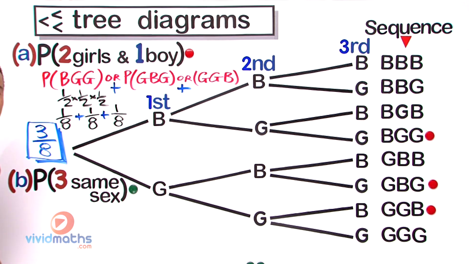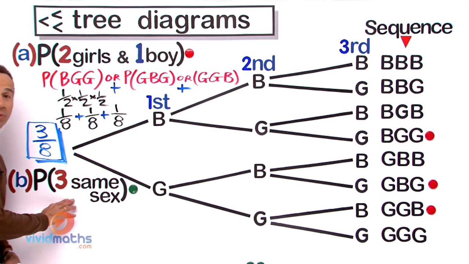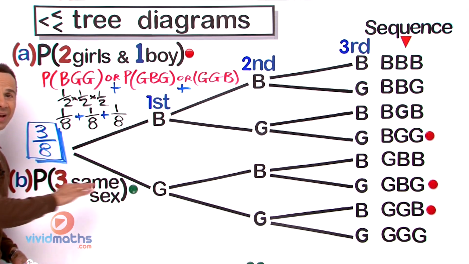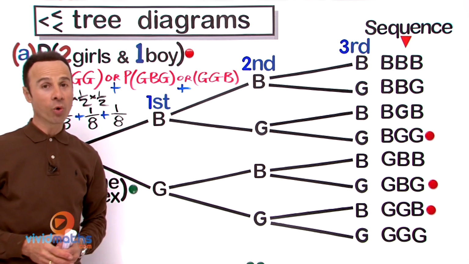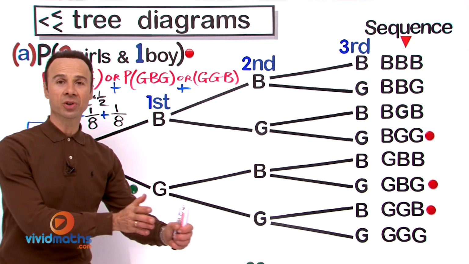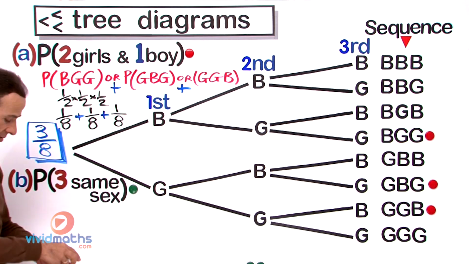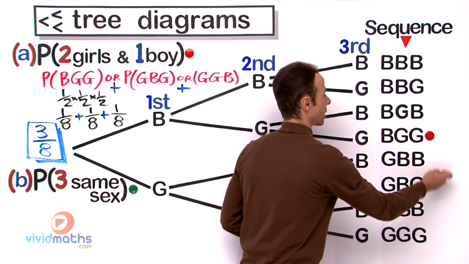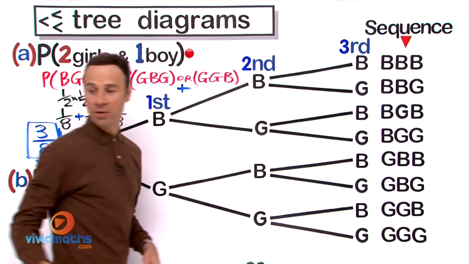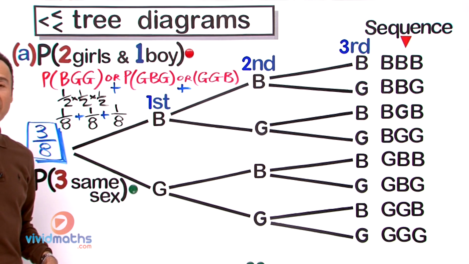Okay, let's go to the next part. We're talking part B. What's the probability of getting three boys or girls of the same sex? So that means we want boy, boy, boy, or girl, girl, girl. So let's mark them out over here. First, let me take these down. So 3 of a kind, in other words.